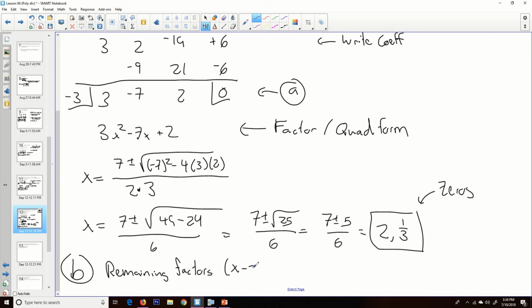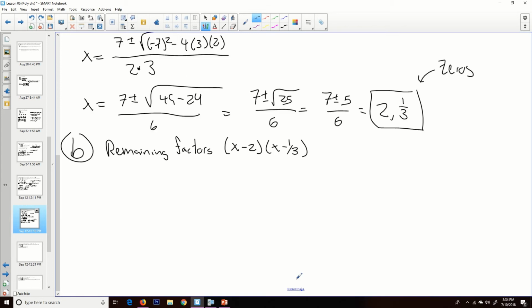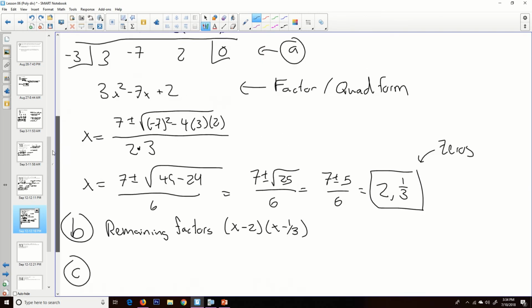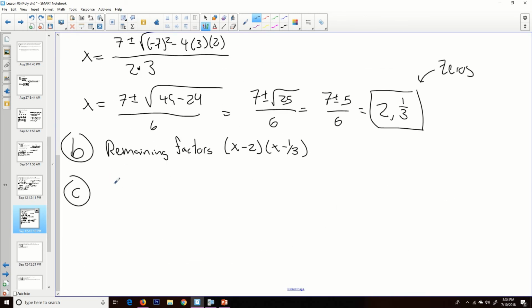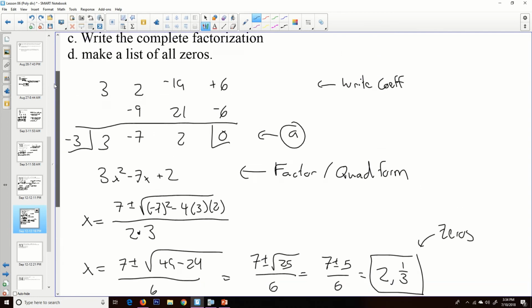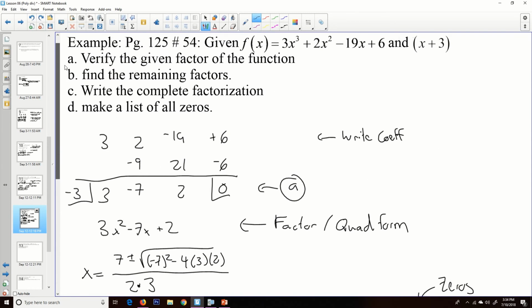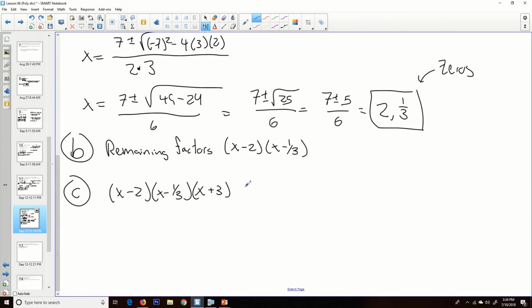So x minus 2 and x minus 1/3, those are the remaining factors. C asks us to write the complete factorization. So we have x minus 2, x minus 1/3, and then x plus 3, because remember, x plus 3 is a factor, and that's equal to f of x. I wrote that a little bit backwards, but you get the gist.